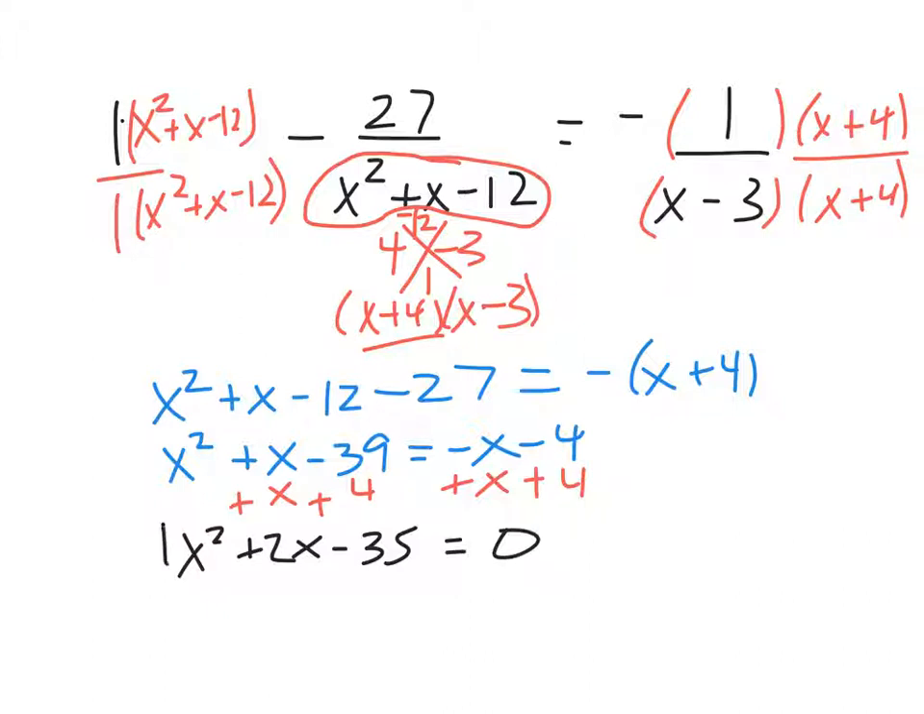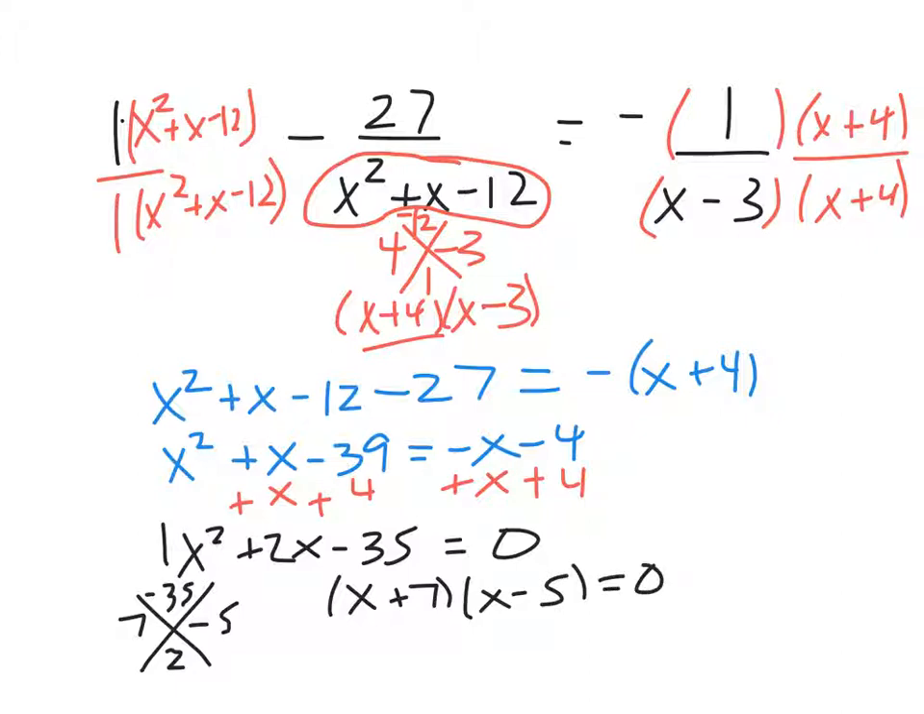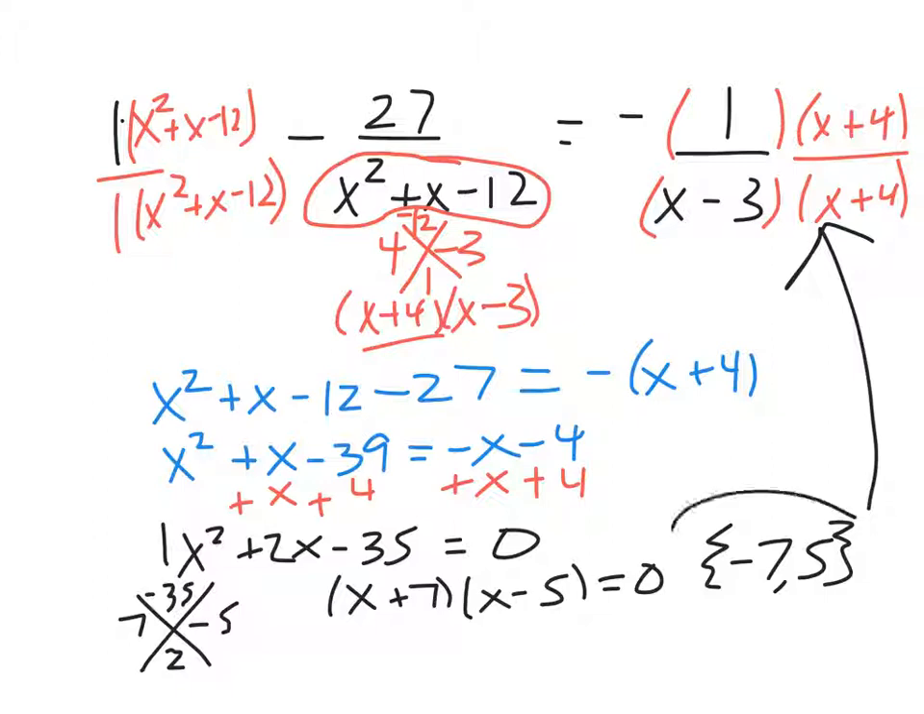Now, this is a 1, so I can use my shortcut here, which is what I'm going to do. What two numbers multiply to negative 35 and add to 2? That would be 7 and negative 5. So x plus 7, x minus 5 equals 0. So my two possible solutions are negative 7 and positive 5. Last step is to check: are either of those going to make my denominator equal to 0? Nope. So I'm done.